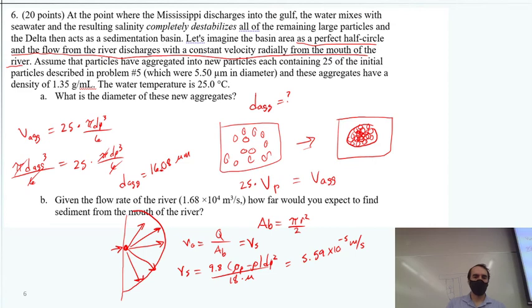And I will say double check that you're doing the units properly, because our mu is in kilograms per meter per second. Our diameter of the particle needs to end up in meters. It's in micrometers, which means it's 5.5 times 10 to the minus 6 meters.